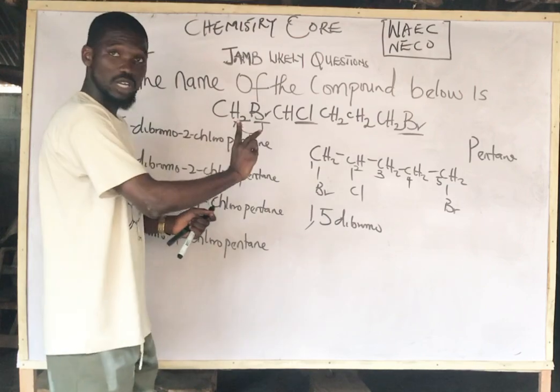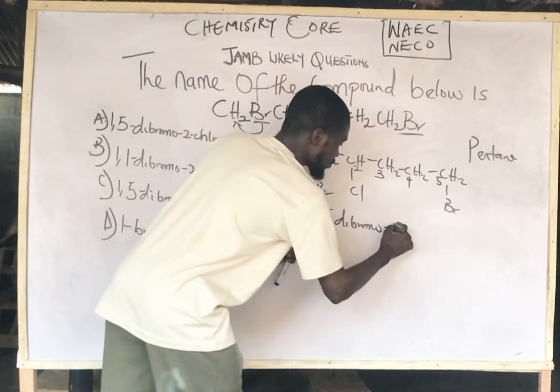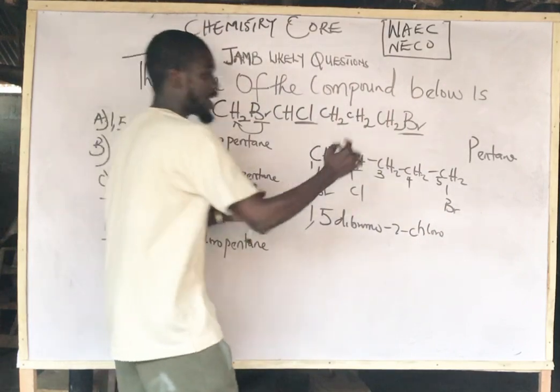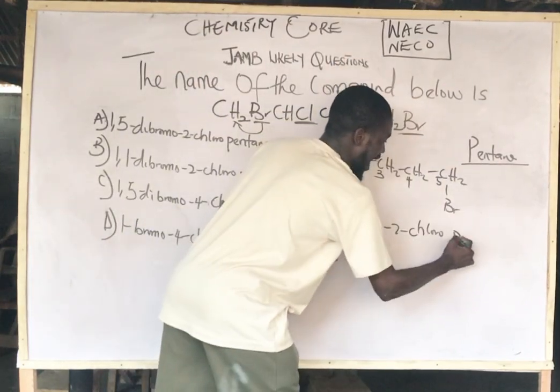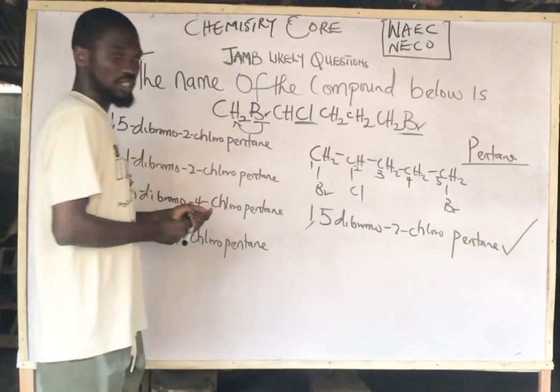The number attached to this chlorine here is how many, guys? We have 2 that is attached to this chlorine. So we call it 2-chloro. The longest chain we have written here is what? Pentane. So you add it. This is a correct naming.